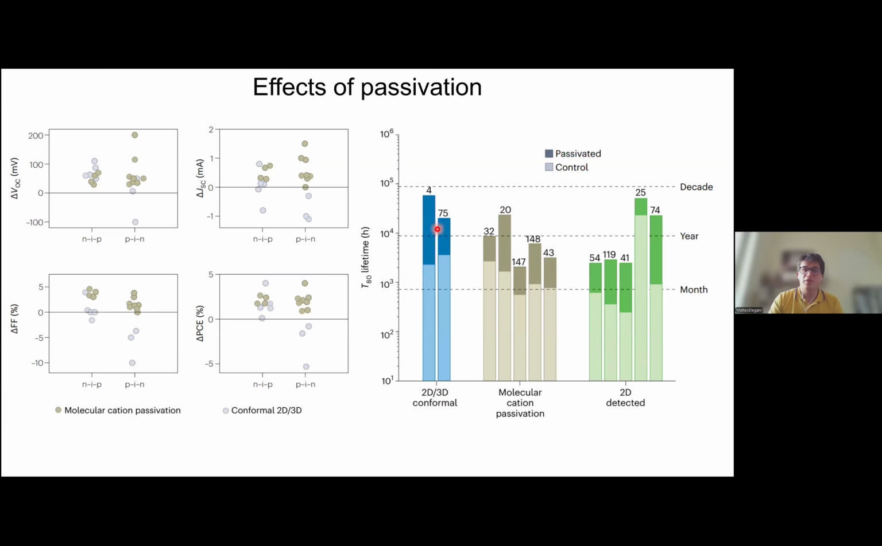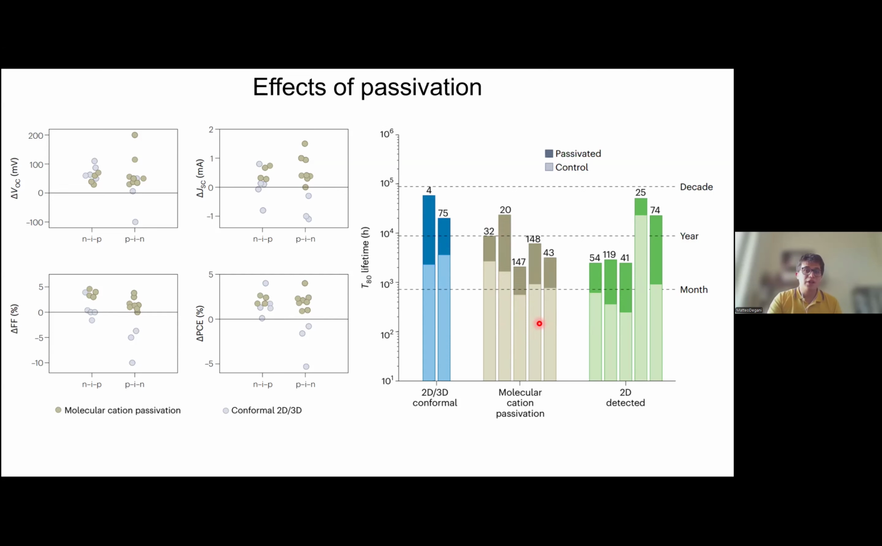Basically, we have a higher stability in the publications we looked at. And meanwhile, for molecular and cation passivation, the stability is still not so outstanding. Obviously, it's difficult to compare these values, since also the reference cells, which are the lighter color in these columns, are different, so the comparison can be pretty challenging.